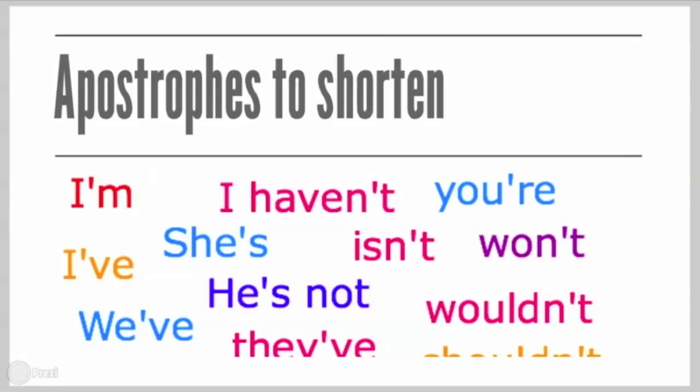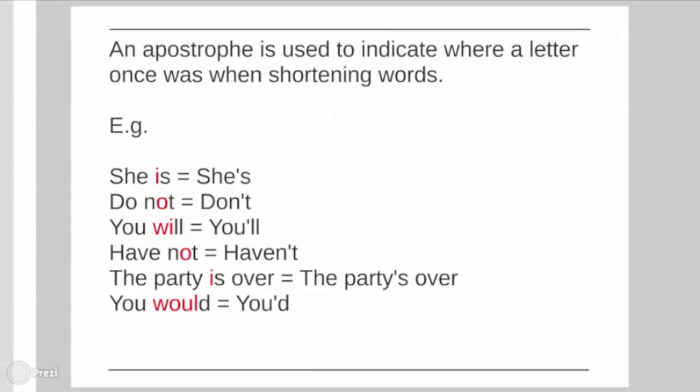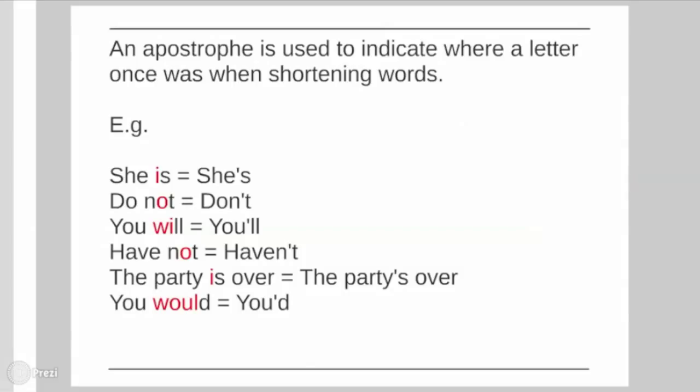Okay, so apostrophes to shorten. You'll see many of these words within your writing, such as I'm, she's, isn't or won't, but these are actually shortened versions of two words squidged together, and where the apostrophe is, that's where letters have been missed out. So the apostrophe shows where the letter or the letters were missed out.